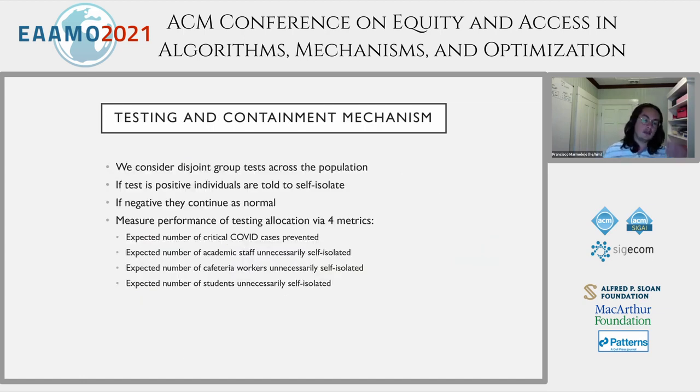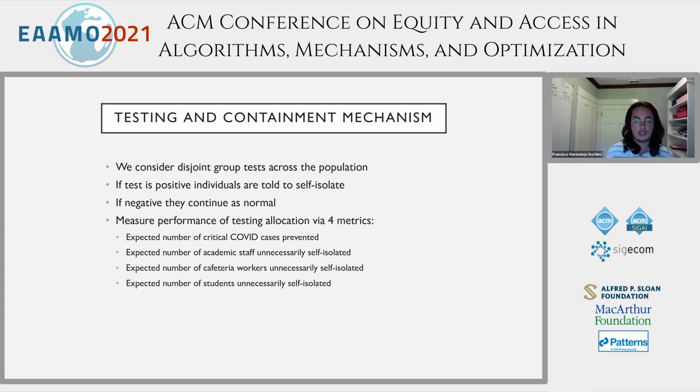The testing and containment mechanism that we propose is, for simplicity, to put people in group tests that are disjoint across the population. If a test is returned positive, then the individuals are told to self-isolate, or rather to not be at the school. If it's negative, they're allowed to continue as normal. Again, this is a necessary evil of the fact that we have so few tests for the overall population. It could be the case that a healthy individual happens to be in a positive test, but this is something that we accept given the budget constraints that we have. And we can measure the performance of a given allocation via four metrics.